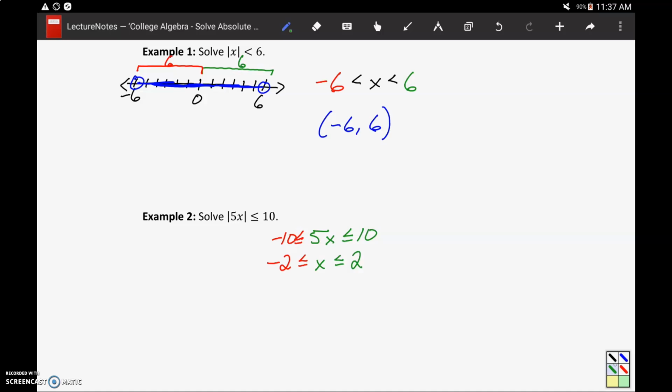Now that we have that compound inequality solved for x, we can translate that into interval notation, which would be -2, 2, with closed brackets on either end, since we have that or equal to statement. And we can express this in number line form by putting filled in circles at -2 and +2 and shading that region in between.